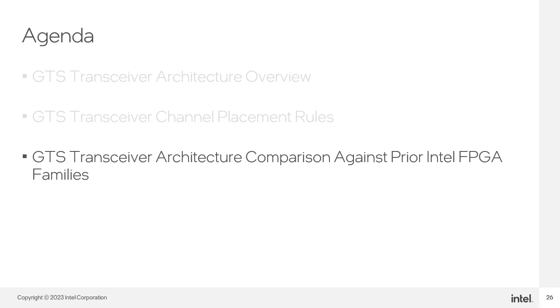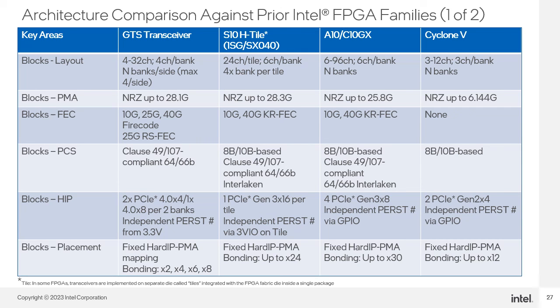Let's examine the GTS transceiver architecture comparison against prior Intel FPGA families. The biggest difference, as compared to prior families, is the RS-FEC that works for 25 gig. GTS does not support 8B/10B in PCS as well as in Interlaken PCS. That capability needs to come from soft IP instead. In GTS, you get all the way up to PCIe 4.0, 25 gig E-HIP per bank, and USB 3.1. PMA hard IP mapping is about the same in GTS.